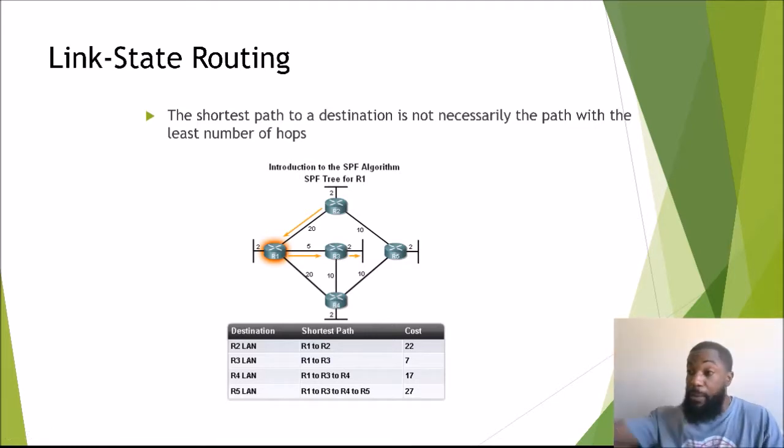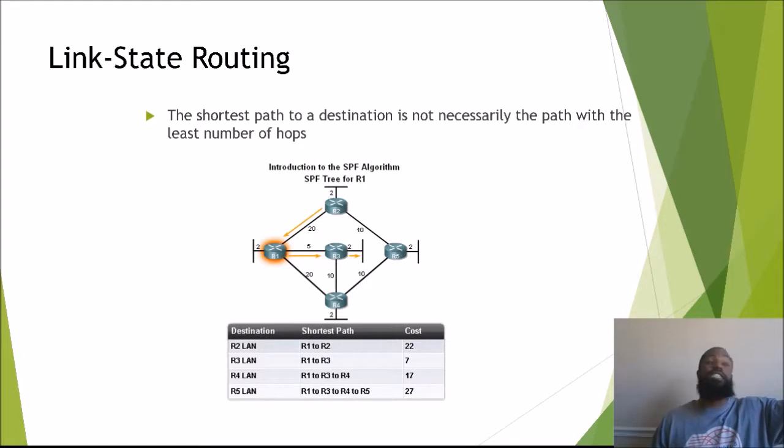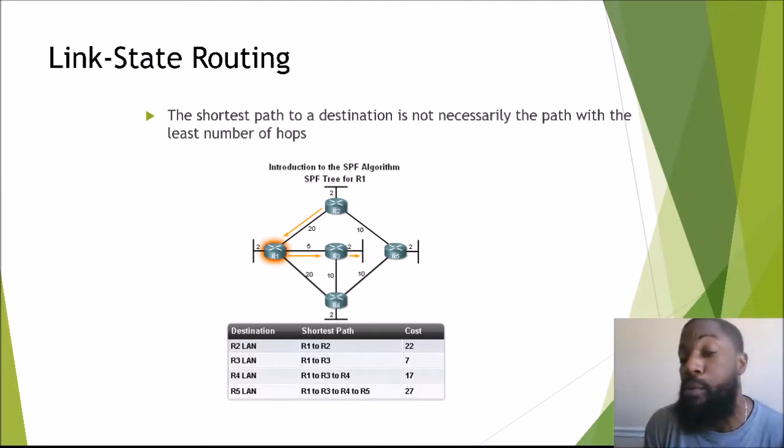Distance vector counts how many hops. Okay, it takes 5 hops to go this way. It takes 10 hops to go this way. It takes 15 hops to go this way. It's going to pick the least amount of hops. So it takes 5 hops to get there. But what if the cost was like 500 to go this way as opposed to say 22? It'll still pick the least amount of hops. That's what's wrong with distance vector routing protocols.